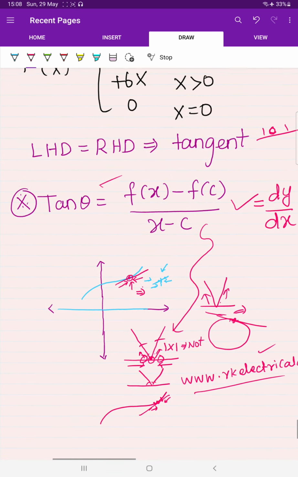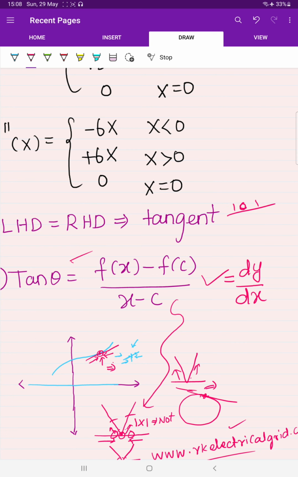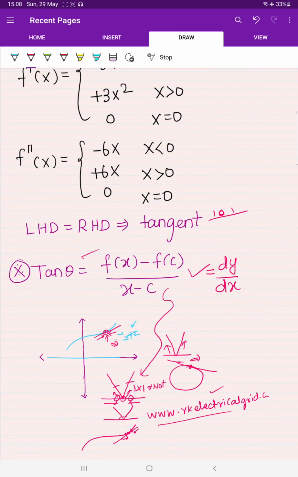Anyway, that much is not required here. Basically, whatever I have derived directly here, with the help of these concepts you will be able to solve all questions. So this is all for this lecture.